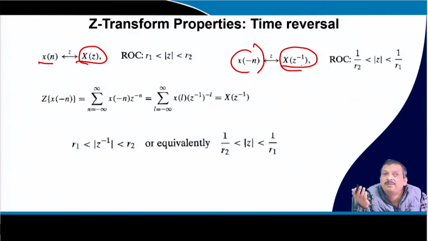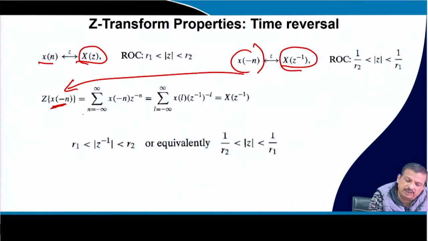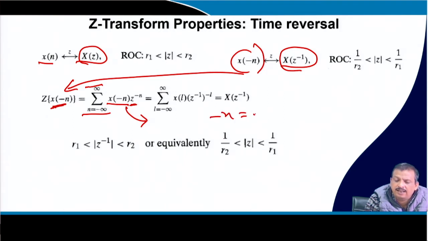Time reversal. So, how do you prove it? Let us say I want to z transform x of minus n. It is nothing but the sum over n from minus infinity to plus infinity of x of minus n z to the power minus n. This is the z transform. So, now let us say minus n is equal to L. So, I replace this minus n by L.